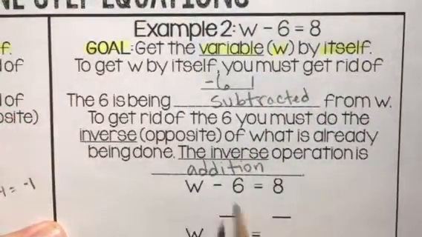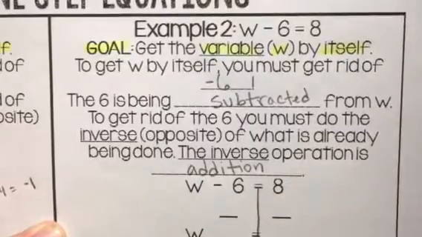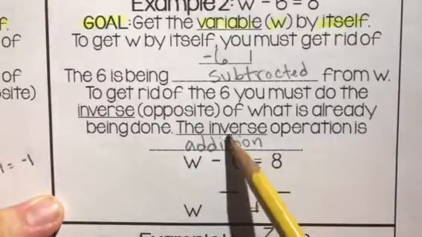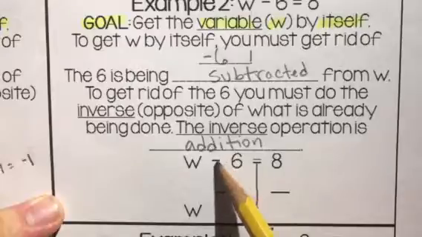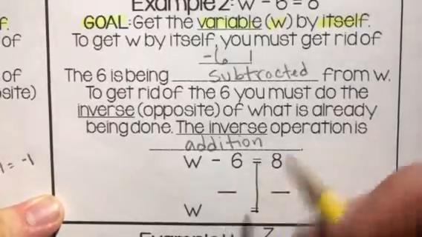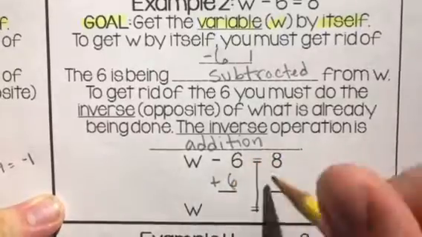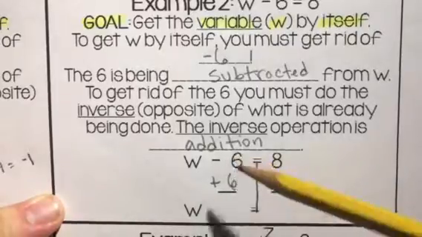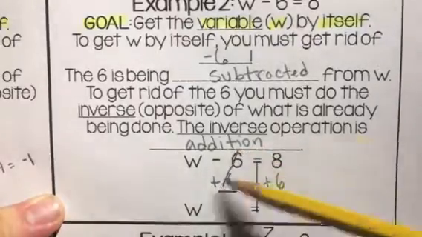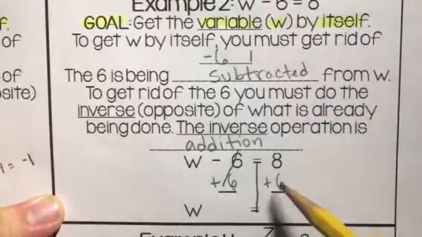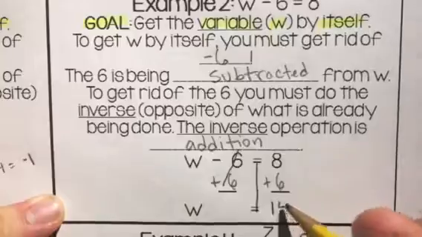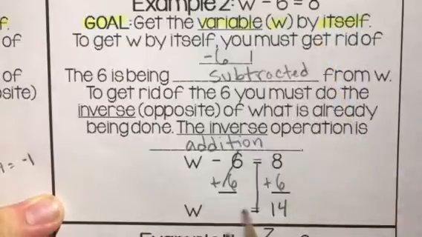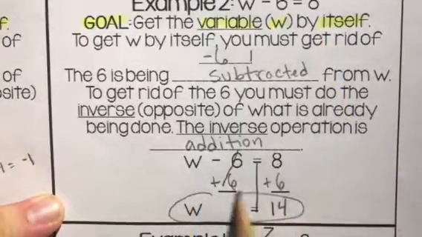So, w minus 6, I'm going to go ahead and draw my line to separate my equal sign, equals 8. In order to get rid of this minus 6, I have to do the inverse operation, which means the opposite of what minus 6 is. And the opposite of minus 6 is plus 6. And I have to make sure I do that to both sides. That is the key. Well, I know that minus 6 plus 6 cancels out to be 0. And 8 plus 6 gives me 14. Now all I have left is w by itself, which was my goal. And I have w equals 14, which is my answer.